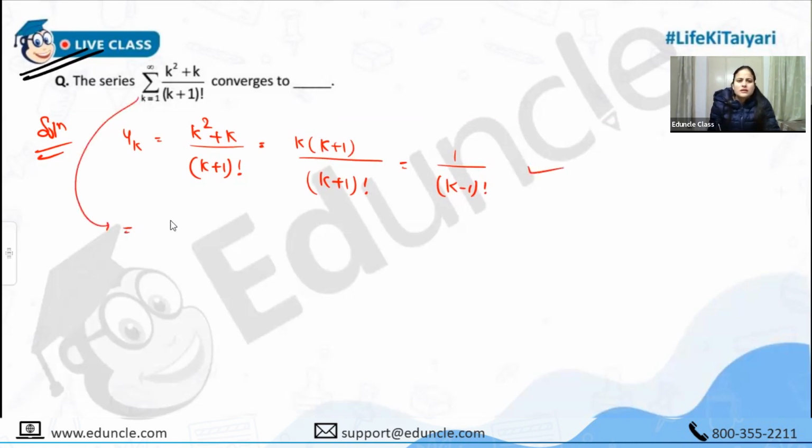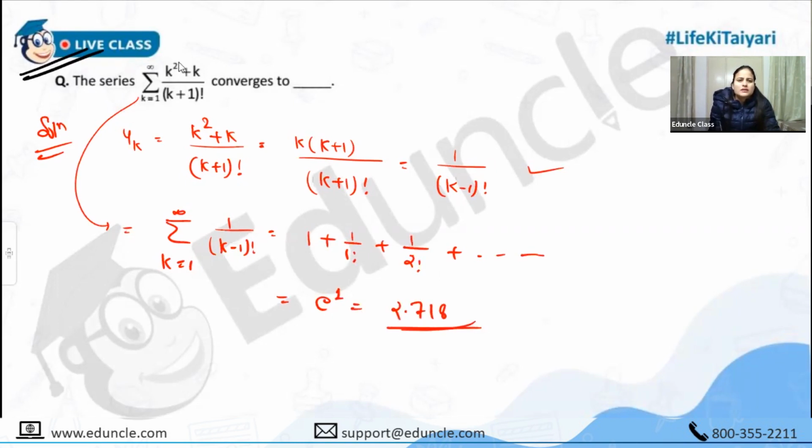So ultimately this series is now summation k varying from 1 up to infinity of 1 upon k minus 1 the factorial. When you open the summation, you will have k equal to 1 giving 1 upon 0 factorial, which is 1, plus k equal to 2, 1 upon 1 factorial, plus 1 upon 2 factorial, and so on. So it is nothing but e raised to 1, that is 2.718. So this series will converge to 2.718, that is e. Clear? Let's move to the next question then. It was an easy question.